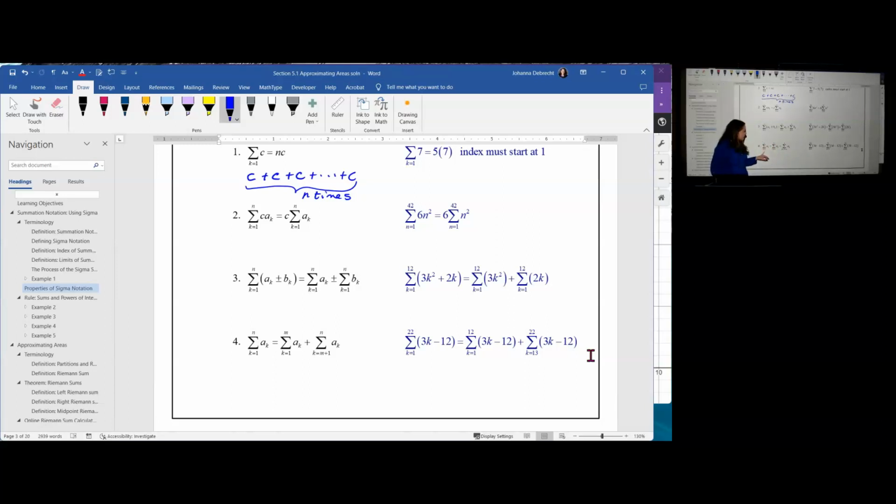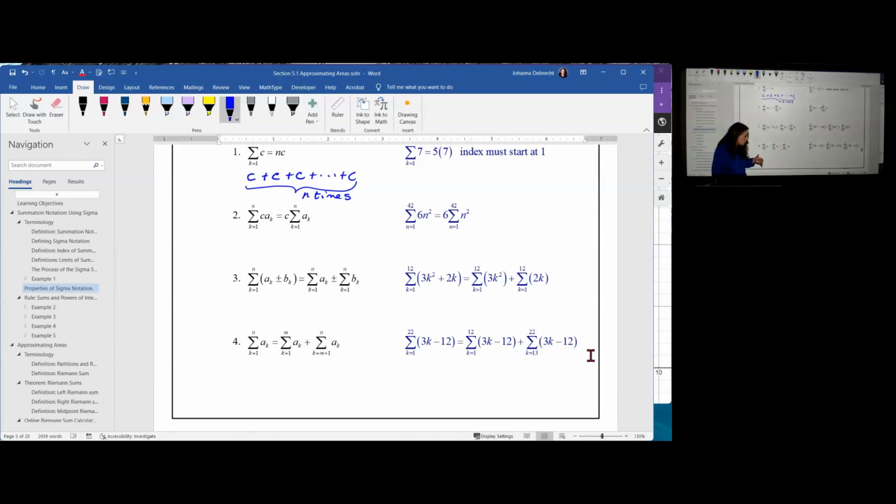This says that if I have the sum from 1 to n, let's say 15, of the expression a sub k in the summand, then I can split it to go from 1 to m, where m is less than 15, and add to that the sum starting at the next number and ending at 15.